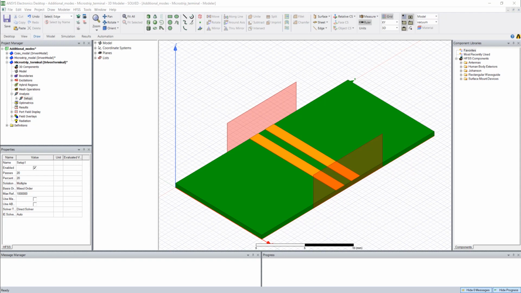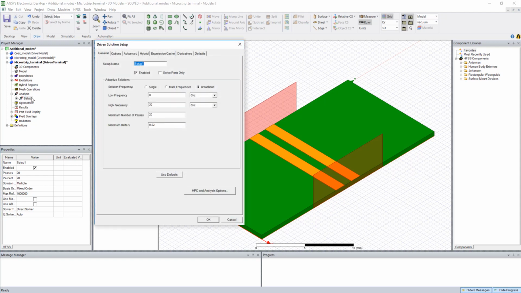Continuing our series on the differences between a driven terminal and driven modal solution in HFSS, we're going to be looking at a warning message that I received when simulating this differential microstrip. So you'll first note that I'm exciting this with a rectangular wave port.